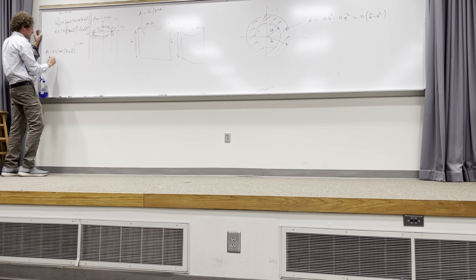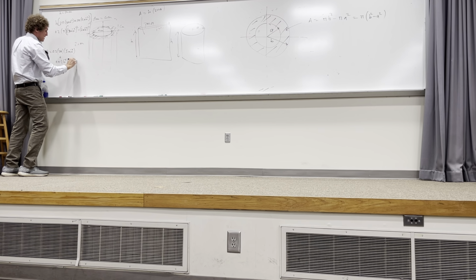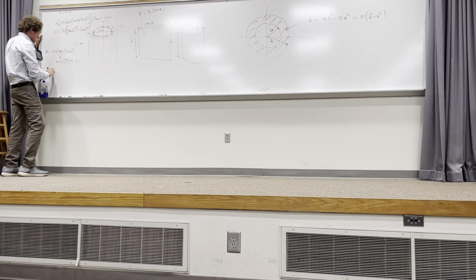Here, it's going to be added to that 2 pi, and then there's going to be 10 to the minus 2 squared is 10 to the minus 4, and 9 minus 4. So whatever that is, that's the area.